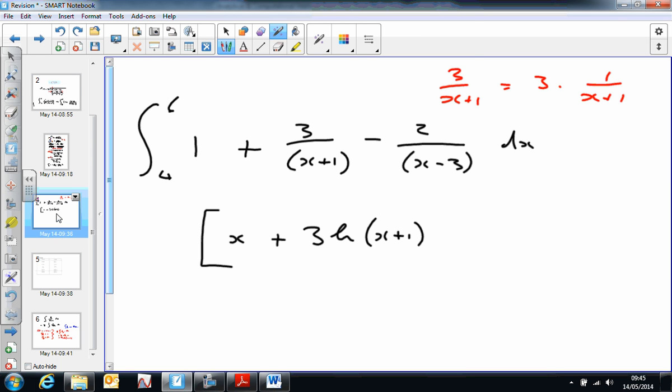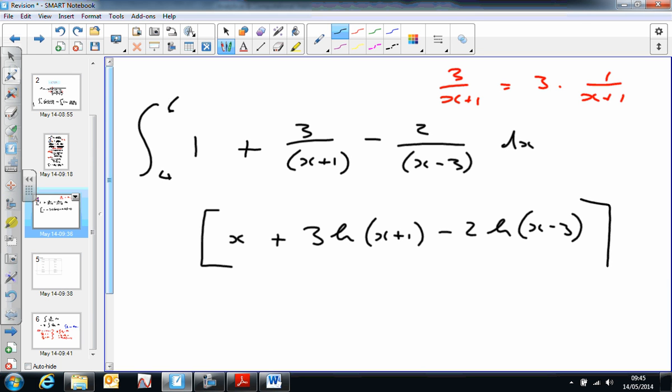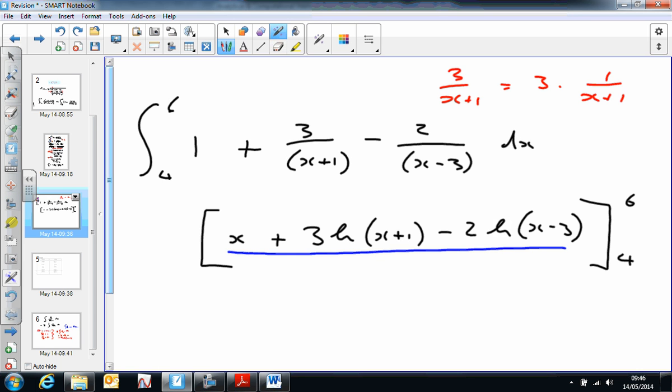Okay. So that means with inspection we can do the next one. It's minus 2 log x minus 3 between 4 and 6. And now what I've got to do is put in the numbers. The top first and then the bottom. So I just on my calculator work out what is this function when x equals 6, what is that function when x equals 4, and subtract one from the other to get the answer.